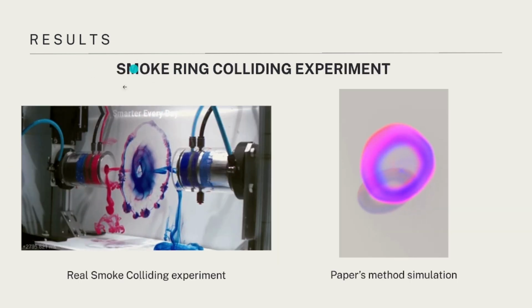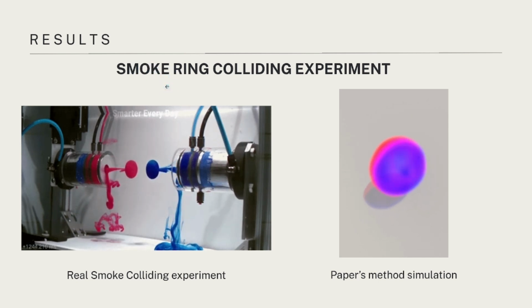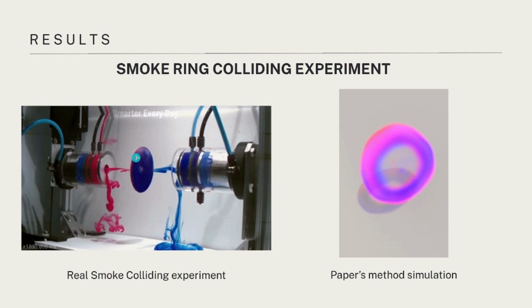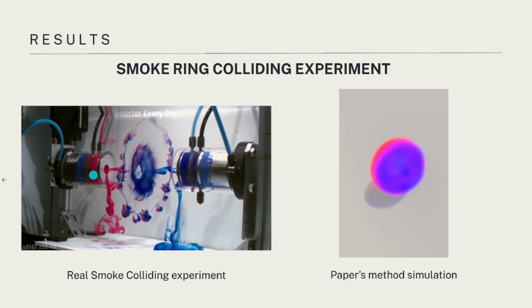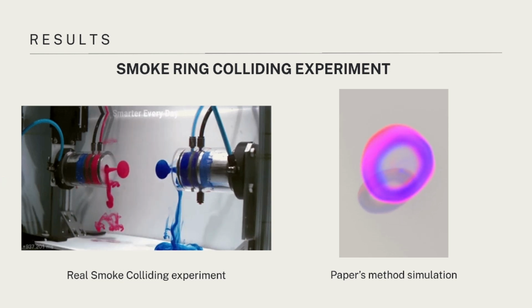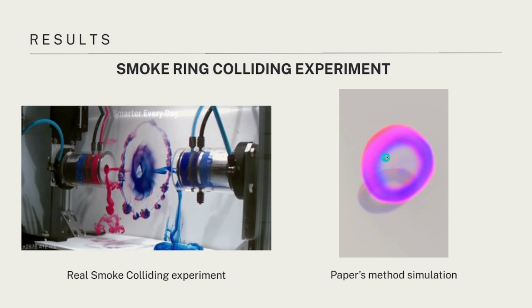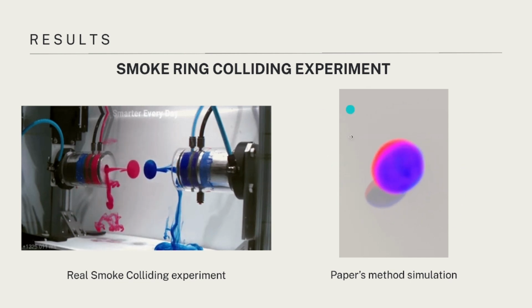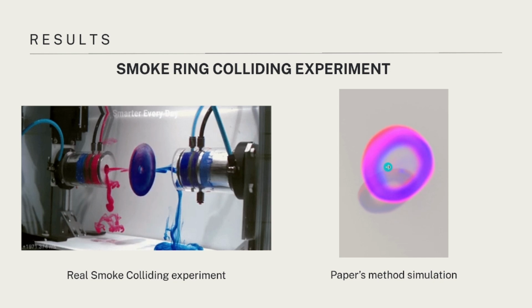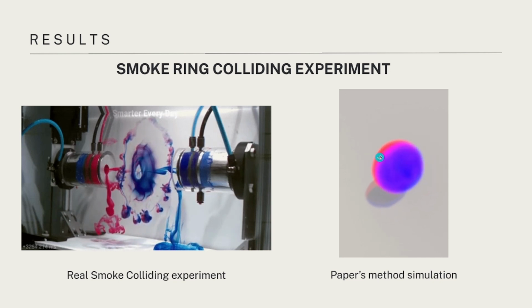A second experiment that we can replicate with this method is the smoke ring collision experiment. As we can see on the left hand side, we have the real life experiment where basically we have two smoke puffs colliding and forming a ring, and our method captures, as we can see here, the torus shape, the outward expansion, and the rotational behavior. Some small scale vortices may be missing, but the overall structure is there.